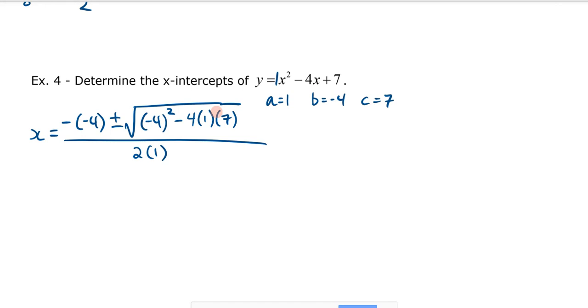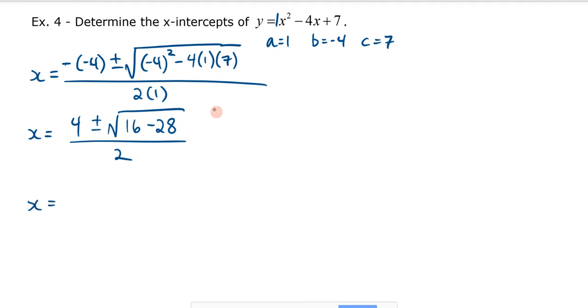Okay, let's see what happens. Simplifying, x equals negative of -4 is positive 4, plus or minus. Inside the square root, I have -4 squared, which is 16, positive 16. 4 times 1 times 7 is 28, so minus 28. All of that's under a square root, divided by 2 times 1, which is 2. Okay. Now, what's 16 minus 28? Well, that's a negative number, negative 12. Don't try and change that to a positive, okay? The problem with a negative number is that if you took the square root of a negative number, you can't get an answer. There is no answer.